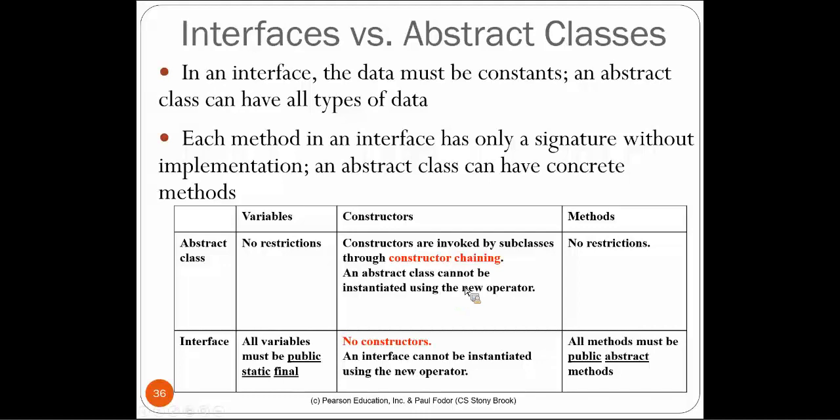With respect to the new operator, we cannot use the new operator on the constructor of abstract classes, and we cannot use the new operator on interfaces, because interfaces do not have constructors. Abstract classes can have any type of methods, that means abstract and non-abstract methods. Interfaces must have only public abstract methods. So you cannot define non-abstract methods with concrete implementations in interfaces.